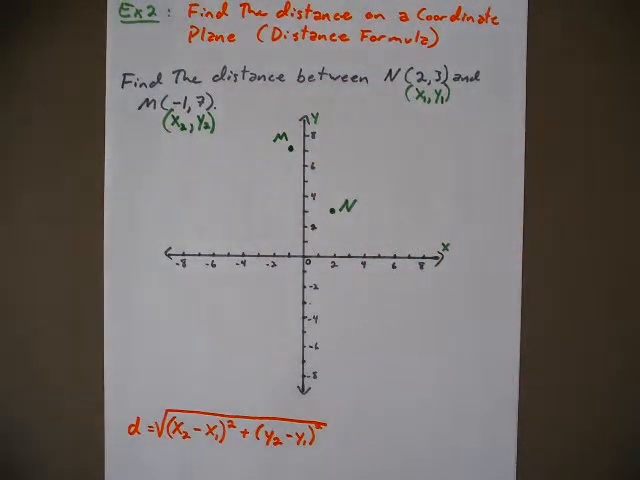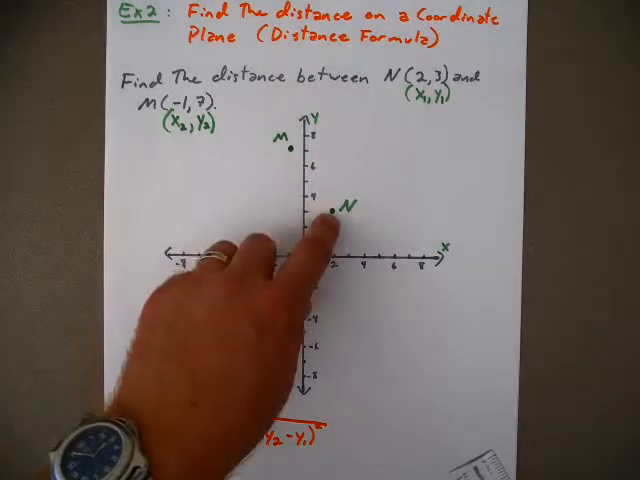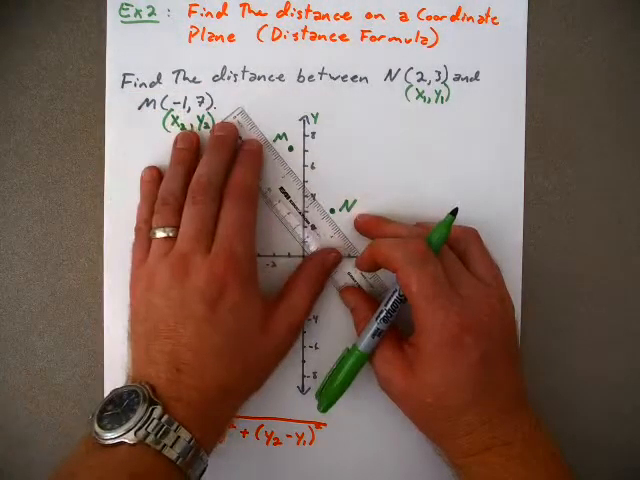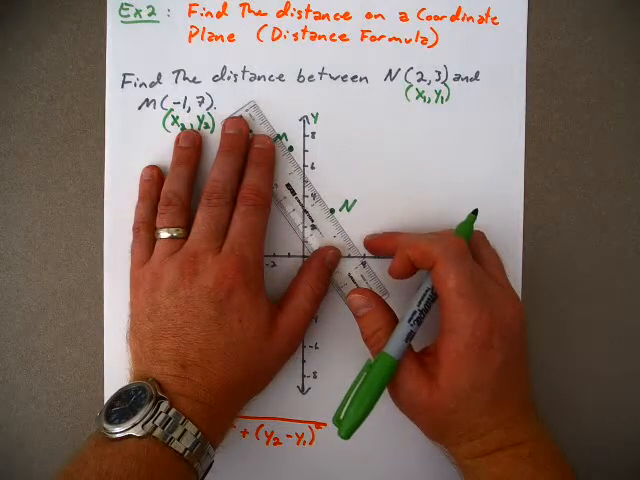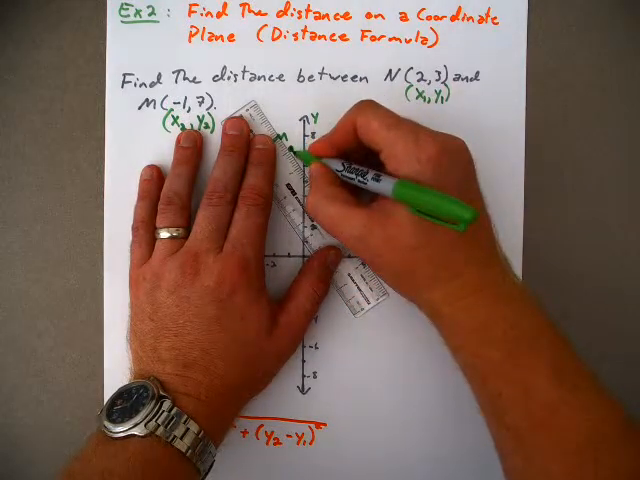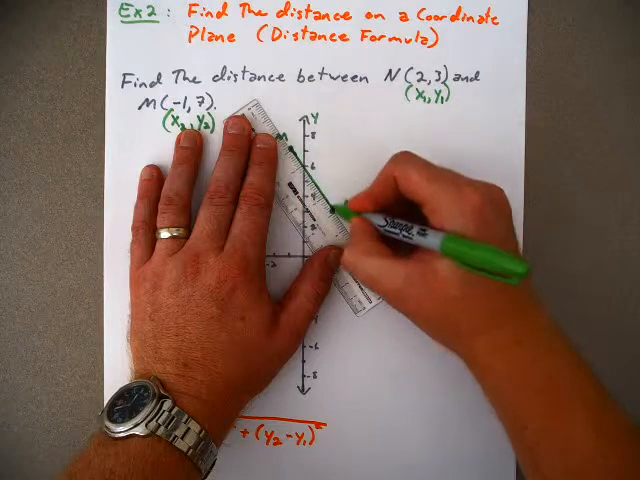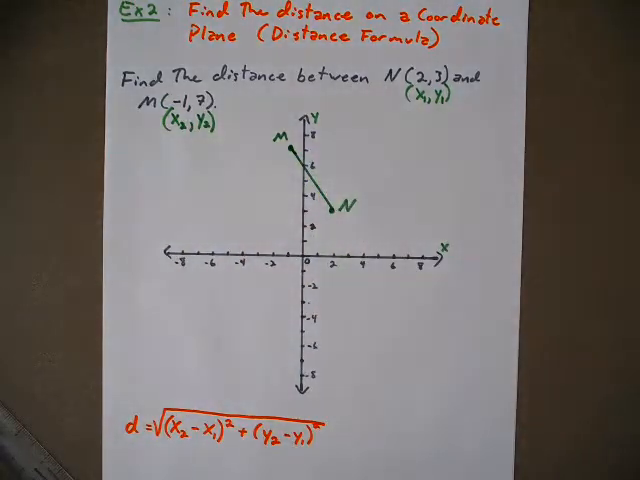And so what we're actually trying to do today is find the distance from N to M. So how long is this? I'm just going to make a line to indicate we're trying to find the length of that. So let's take a look. What we're going to do today is use what's referred to as the distance formula. And you would use this if you didn't have a ruler to measure that.